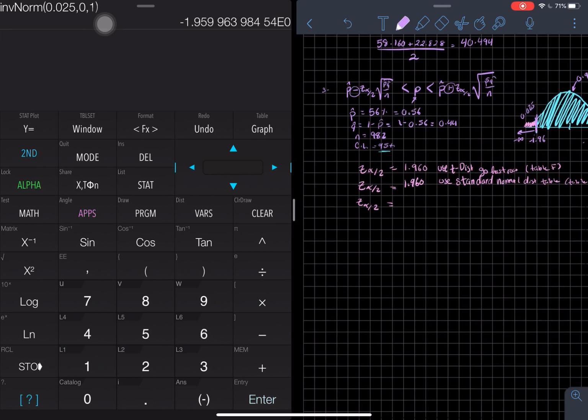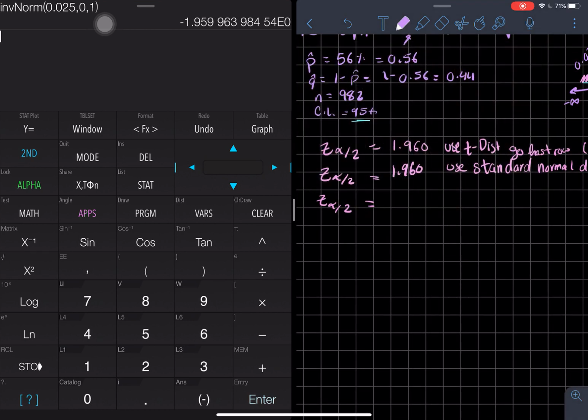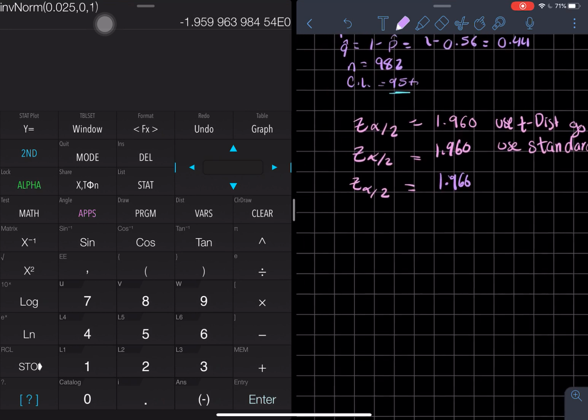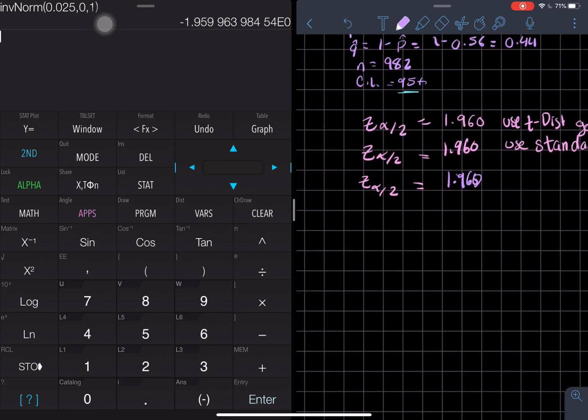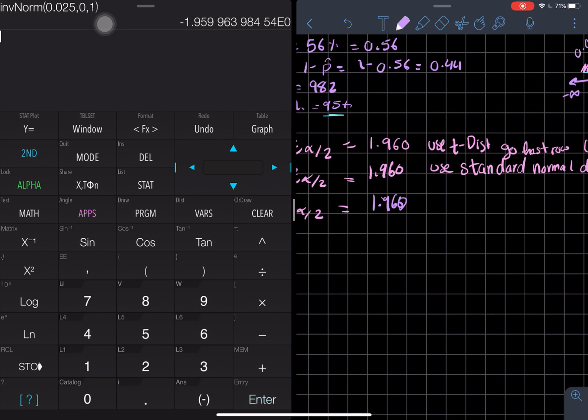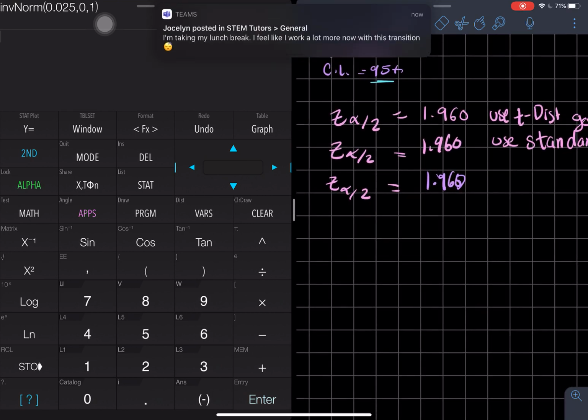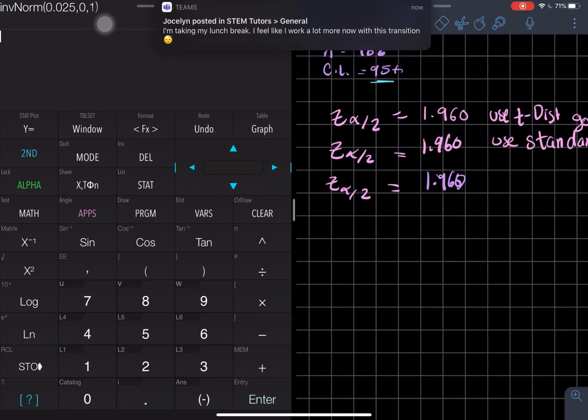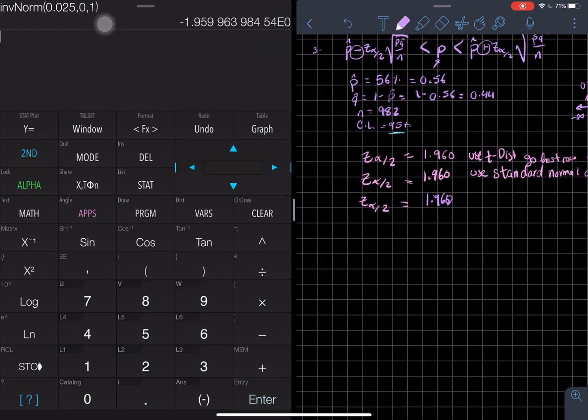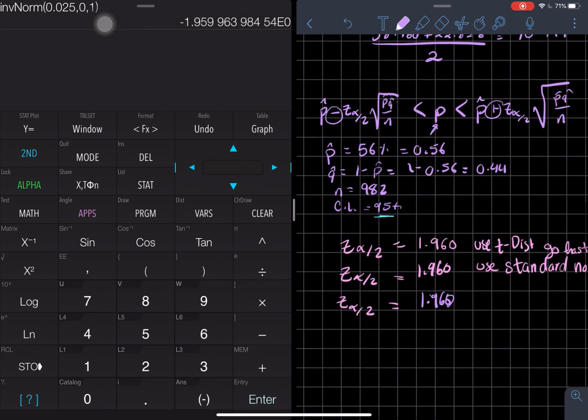So now you guys saw all 3 methods: calculator, t-distribution table, and standard normal distribution table. Okay, so now that we have all 3, we need to just plug it back into this handy dandy equation.